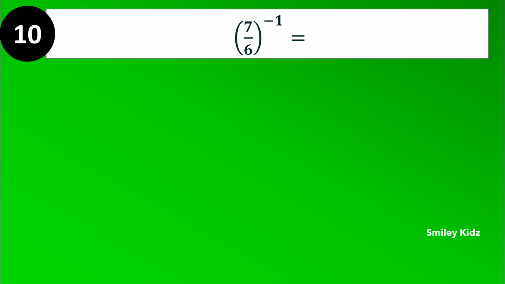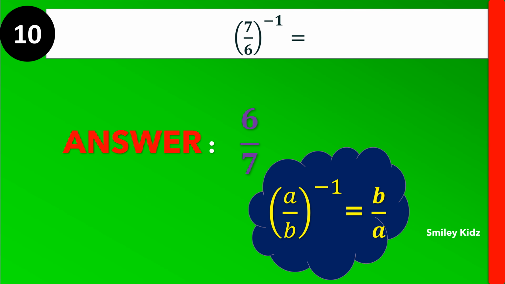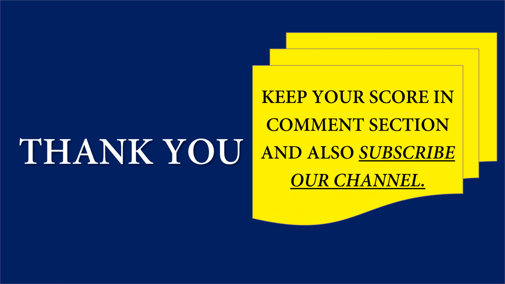Moving to question number 10. 7 by 6 whole to the power minus 1 is equal to. Your time starts now. Your time is up. And the right answer is 6 by 7. Here we use the law a by b whole to the power minus 1 is equal to b by a. Therefore, the answer is 6 by 7.